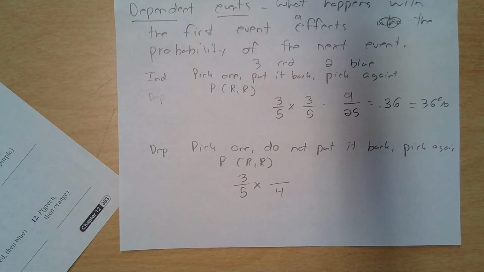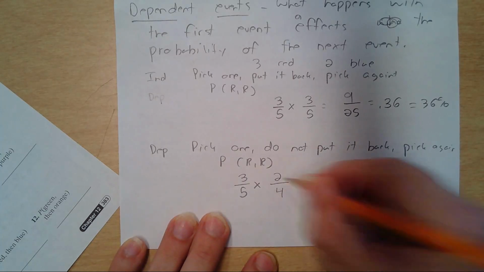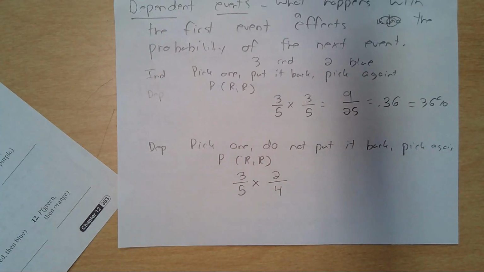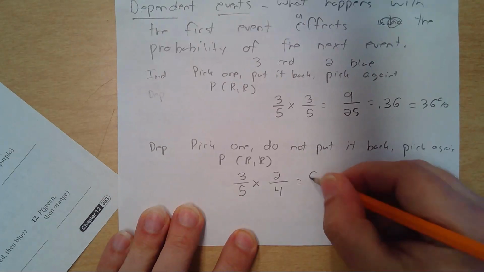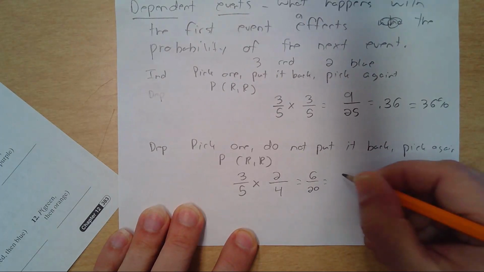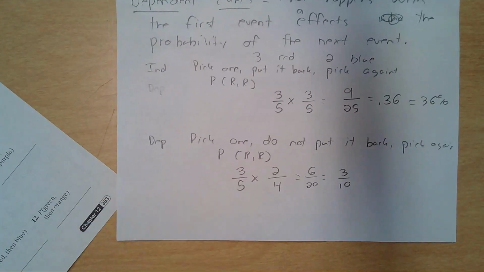So then, which marble did I take out? I took out a red marble. So how many red marbles are left? 2. And if I multiply that, I get 6 over 20, simplified 3/10.